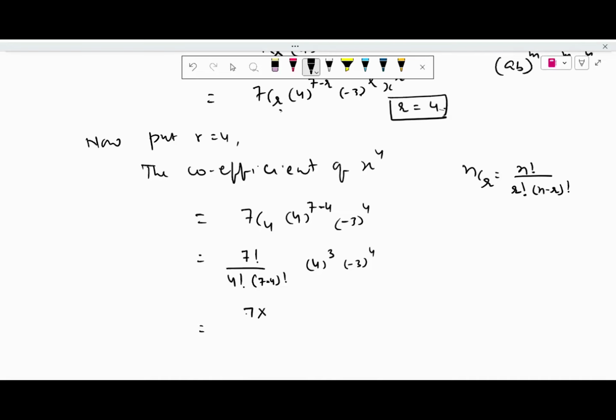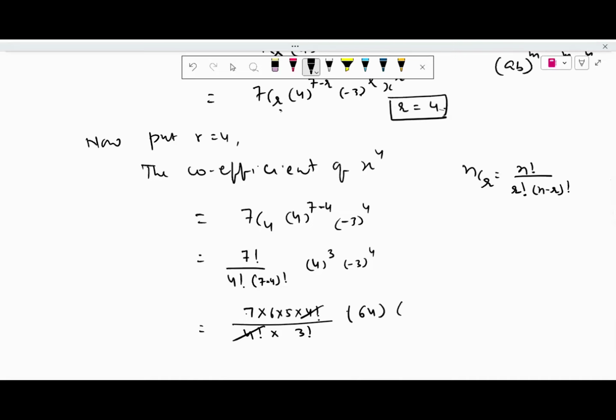7 factorial can be written as 7 into 6 into 5 into 4 factorial, isn't it? And divide by 4 factorial multiplied by (7 minus 4), 3 factorial. So this 4 factorial will be cancelled out, and 4 cube is what? 64, and minus 3 to the power 4. Can you tell me minus 3 to the power 4?